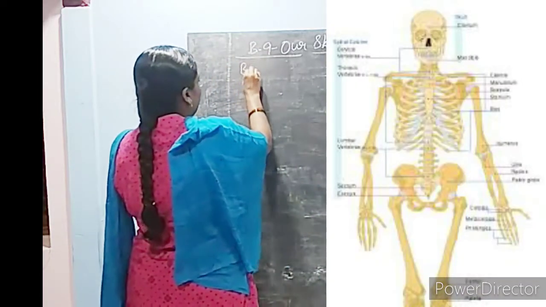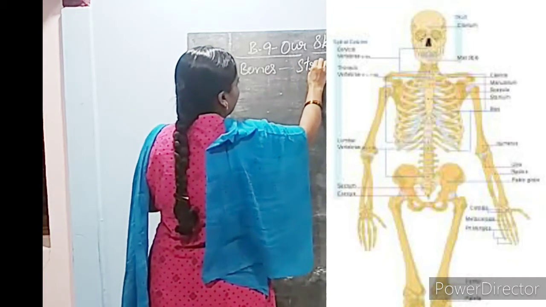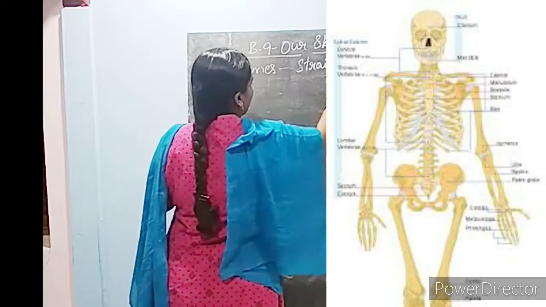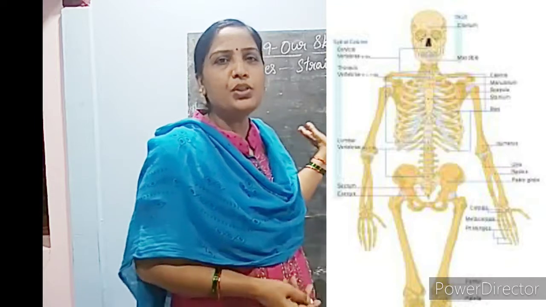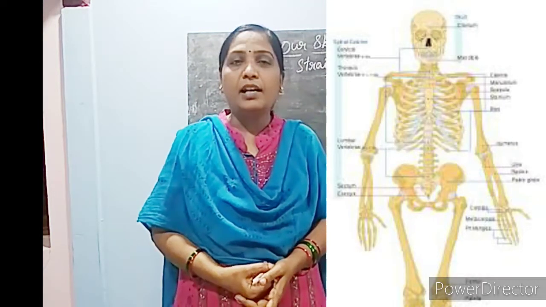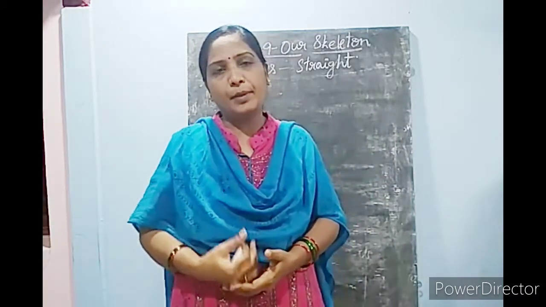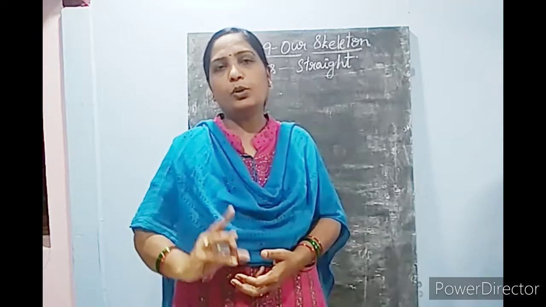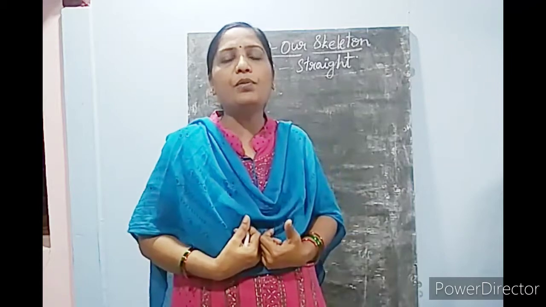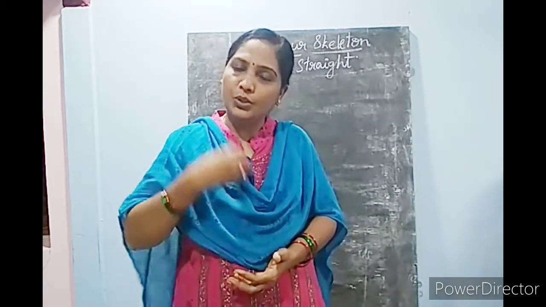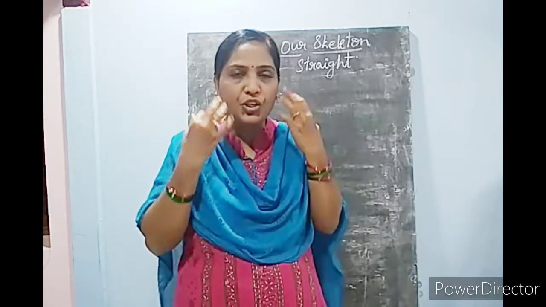So these bones are helping us to stand straight. We all are standing straight. That is because of the bones which are helping us. And not only that, we are n number of people on this planet Earth. No one looks the same as others. Everybody has their own features, their own face and body structure. So that is also because of our bones. So bones are giving shape to our body.